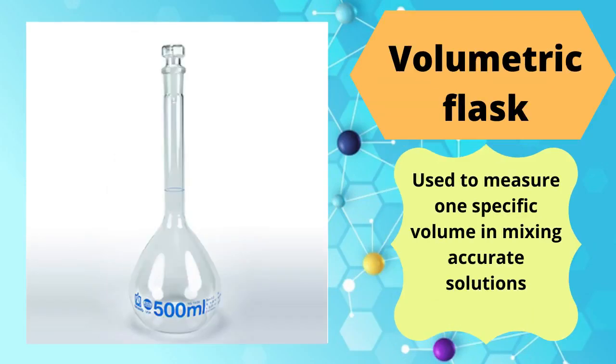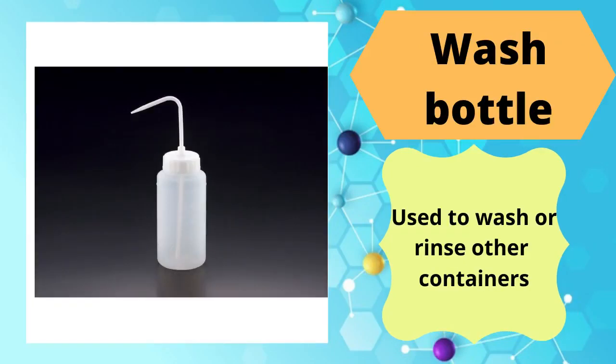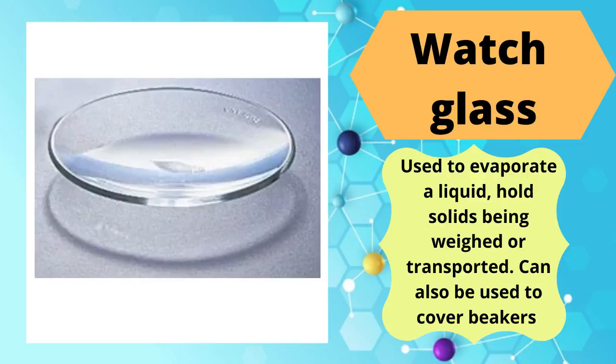Volumetric flask, used to measure one specific volume in mixing accurate solutions. Wash bottle, used to wash or rinse other containers. Watch glass, used to evaporate a liquid, hold solids being weighed or transported. Can also be used to cover beakers.